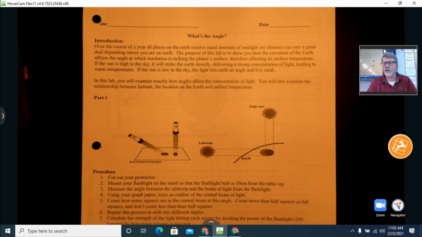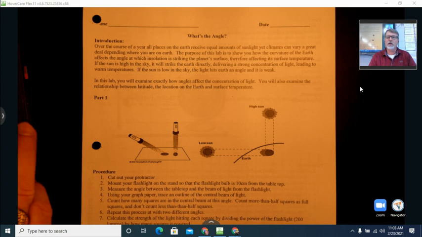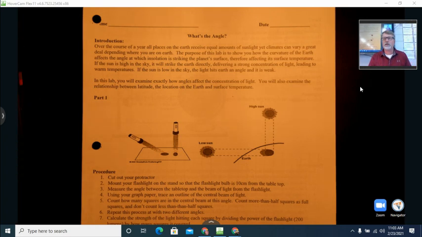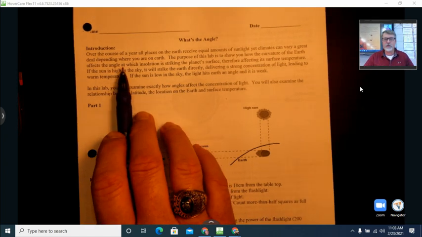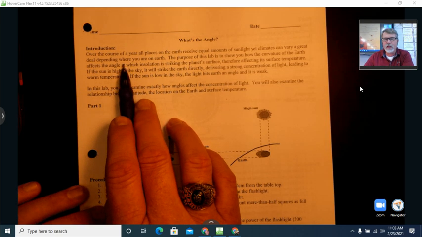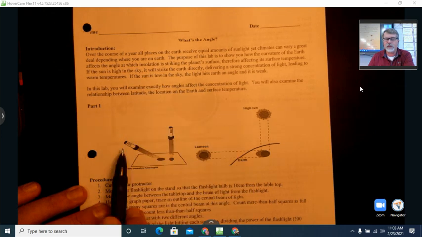All right, guys, today we're going to look at the property of insolation, where we're going to measure how much light we have on a given area. Of course, we'll have this lab posted for you to look at, but the light from the sun strikes the earth at different angles, and we want to study that.